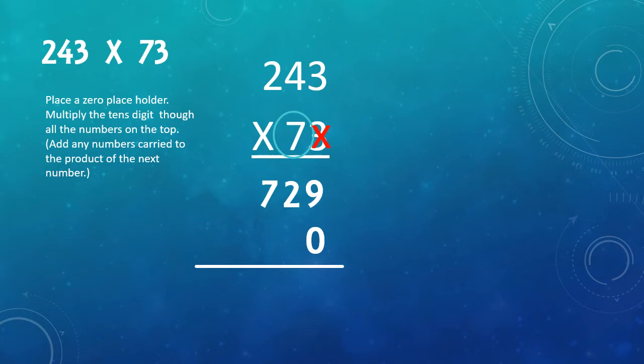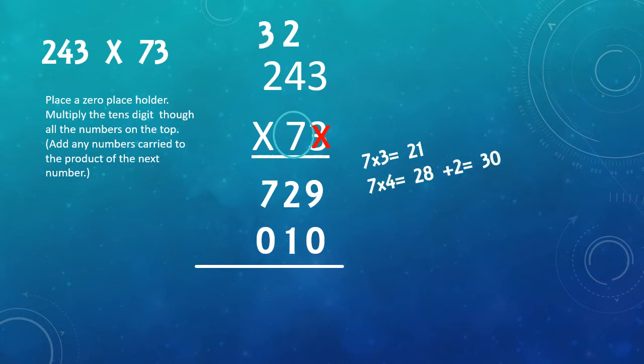Again, add any numbers carried to the product of the next number. So I'm going to say 7 times 3 is 21. Put my 1 at the bottom and regroup my 2 at the top. 7 times 4 is 28, plus 2 gives me 30. My 0 at the bottom, 3 goes at the top to regroup. Then I say 7 times 2 is 14. 14 plus 3 gives me 17.